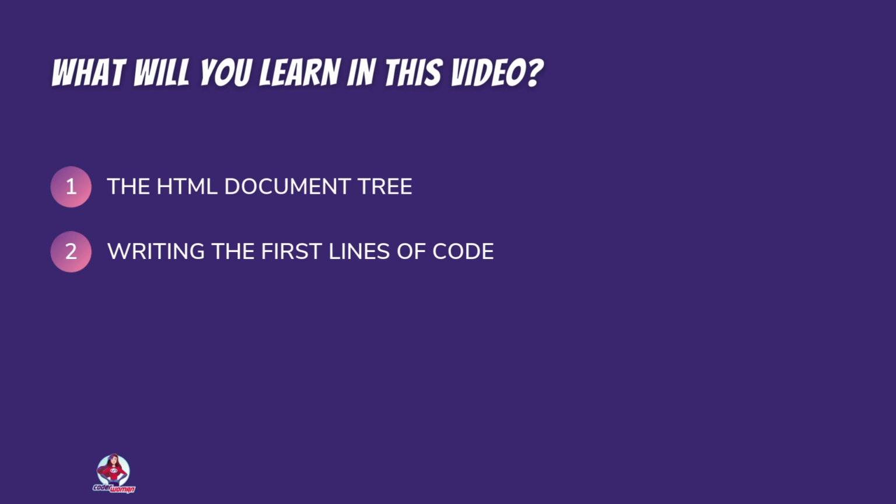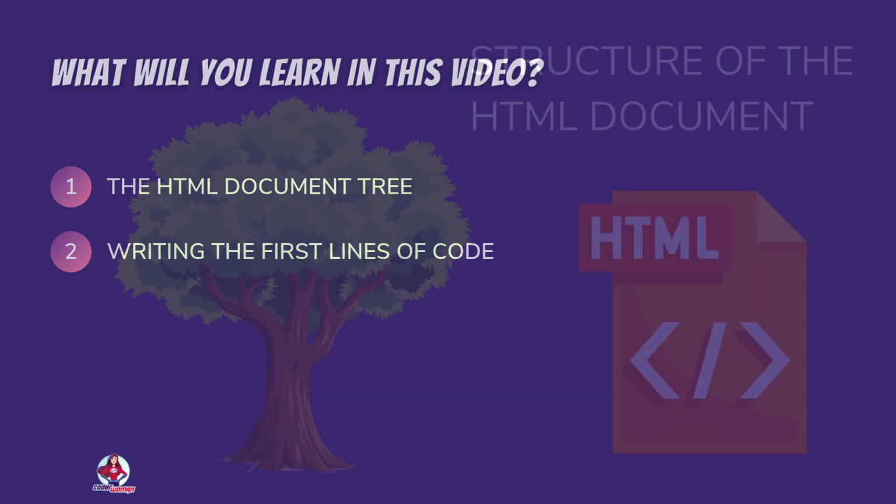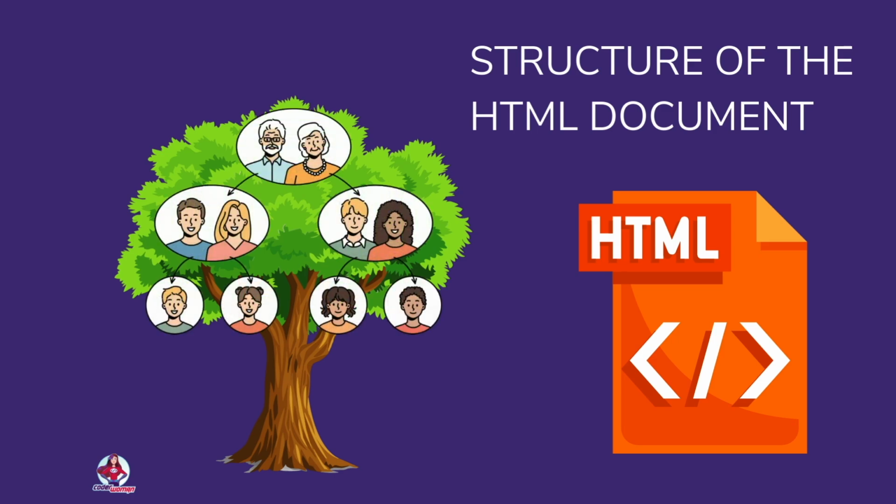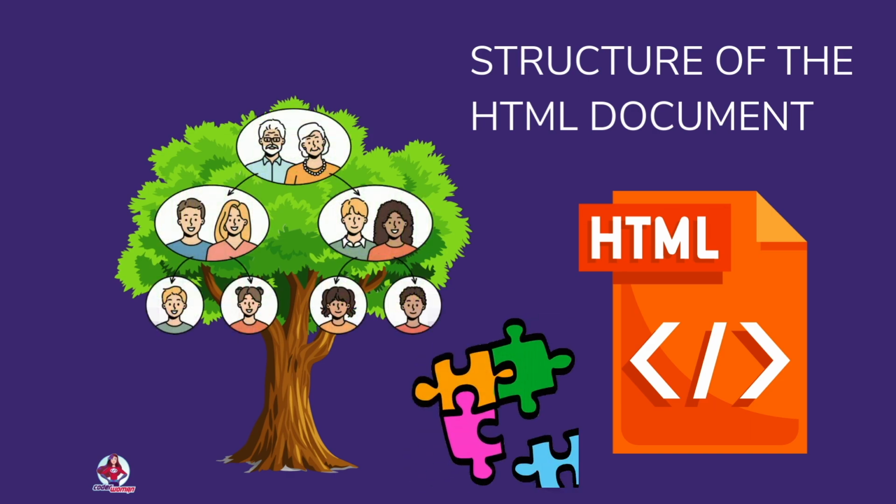In HTML, we organize parts of a web page using something called the document tree. But don't worry, this isn't as complicated as it sounds. You can imagine it like a family tree where each part of the web page has its place and relationship with the others. Once we see this, setting up our HTML page will feel like putting together puzzle pieces.